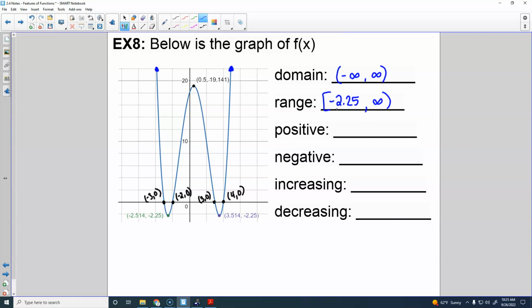Positive and negative. I'm going to do negative first because it's just like these small sections. I think it's a little bit easier. All right, so remember you're doing x coordinates. So we're negative from right here. X coordinate right here is -3 over to -2. So -3 to -2. And then again here from 3 to 4.